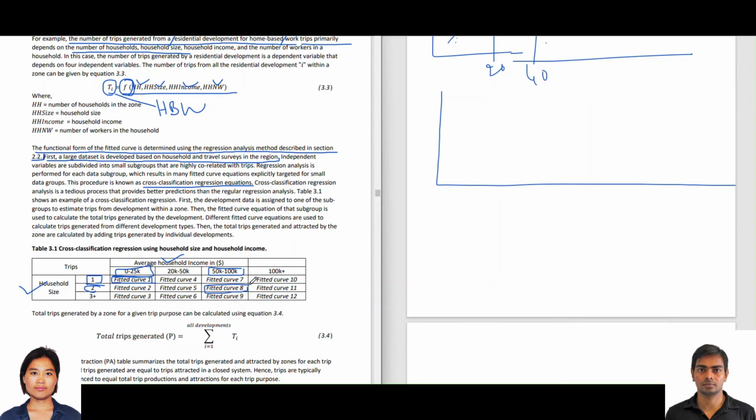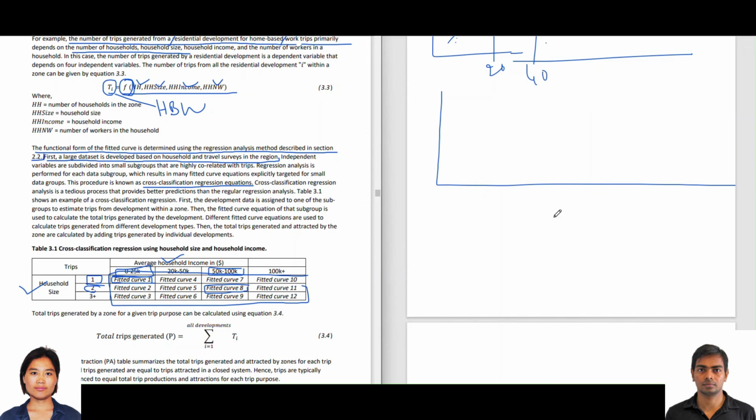So under this method, what we do is we segregate the data into different small groups, and some of the parameters used for segregation are household size and income. These two are the most common ones. Depending on how much the data varies from each other or how much the data is clustered together, we might use more categories. So as an example, there are 9 fitted curves for 3 categories of household size and 3 categories of income. Let's say we are considering one more variable.